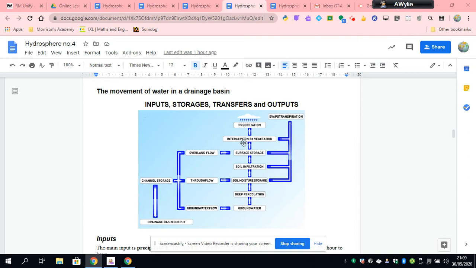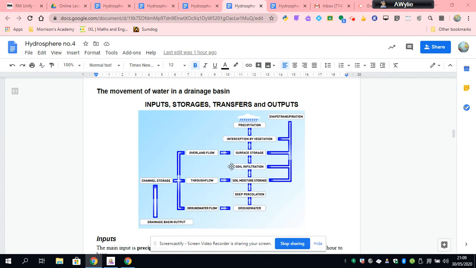If it doesn't get intercepted by a plant, then it might get stored on the surface. That could happen as ice, or as snow if the temperatures are colder, and it could be stored there for just one winter or for a number of years. It could also fall into a loch and be stored in the loch for a long period of time. Now, at this point, it might flow into a river and down to the main channel and into the sea. Or it might actually absorb into soil. So if it's not stored on the surface, it might infiltrate into the soil.